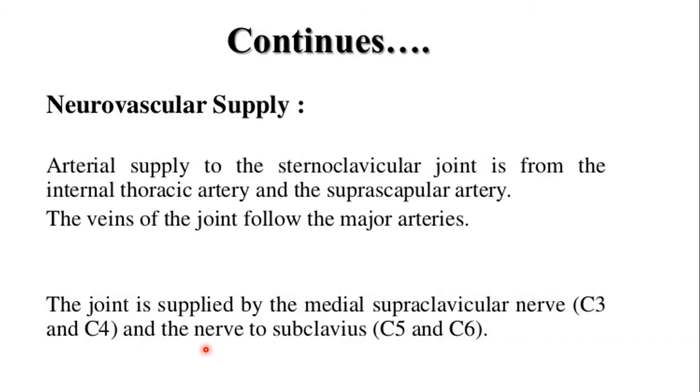Upper trunk arises from the upper trunk. The upper trunk is formed by the union of C5 and C6. So this nerve supplies this joint, and the medial supraclavicular nerve is a branch of the cervical plexus. वो हम head and neck में पढ़ते हैं. These two nerves supply this joint.